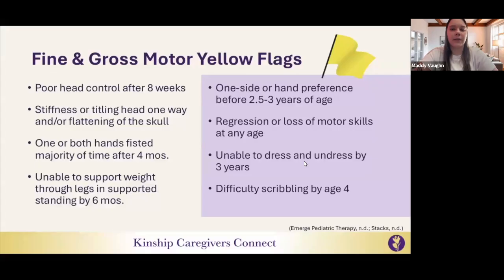If they're not bearing weight through the legs by 6 months, or losing previously learned skills at any stage, these are significant yellow flags. If they're unable to dress and undress by age 3, this is another potential yellow flag. Another yellow flag includes difficulty scribbling by age 4.